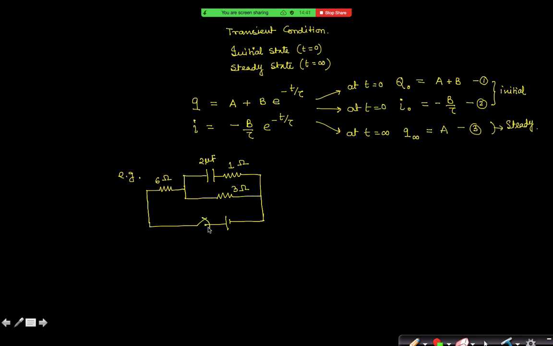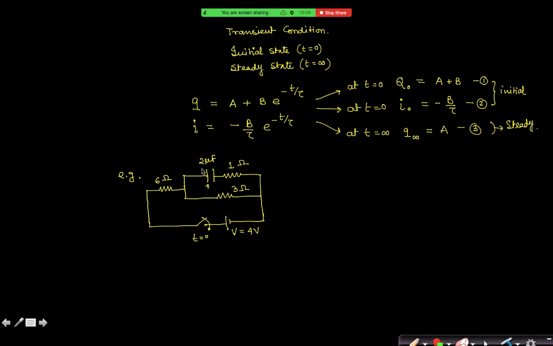At t equal to 0, I have closed that switch. Battery voltage is V. Suppose V equal to 4 volt. I have to find the charge on the capacitor, this plate, as a function of time. Right? So how will I do that?